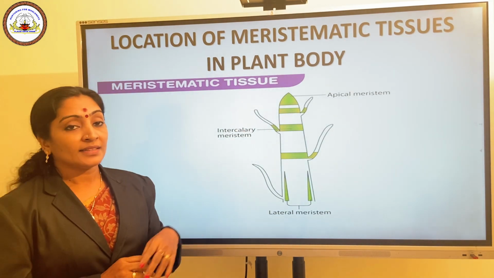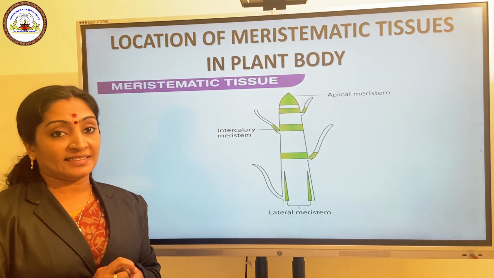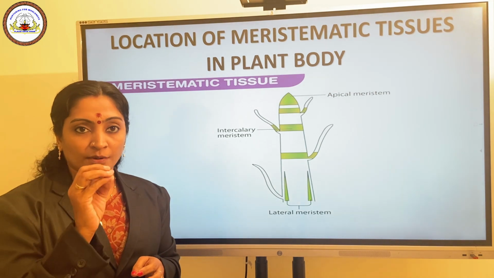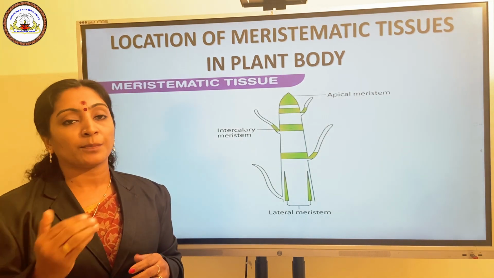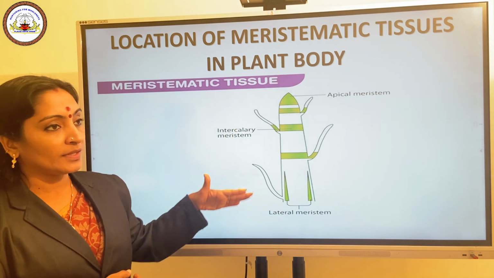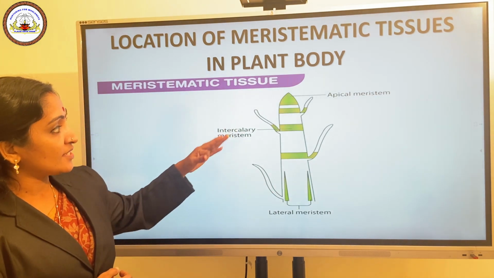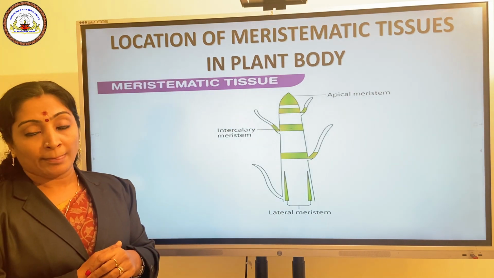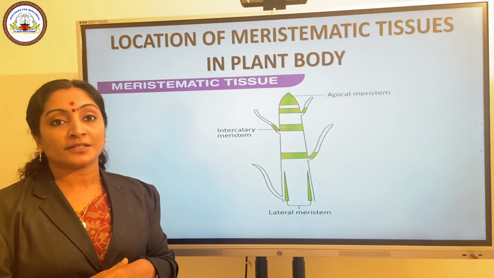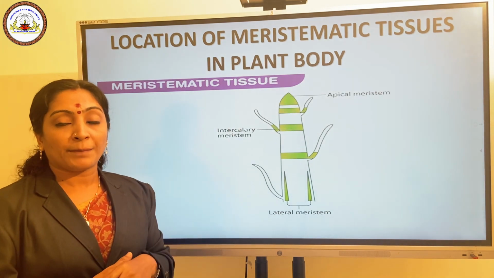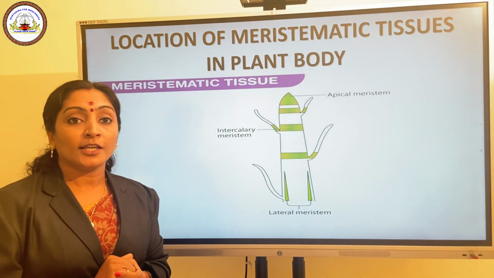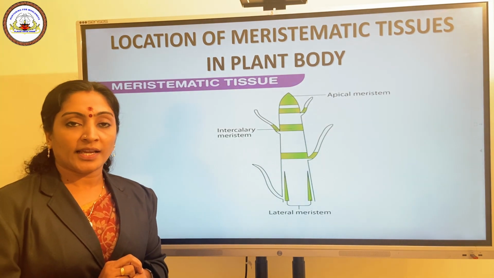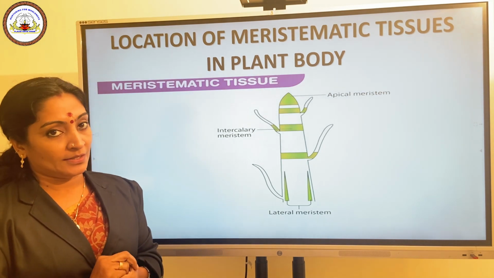Apical meristems are located on the apices. What is the meaning of the apex? The extreme tip of the shoot system and the extreme tip of the root system. So this is a part of the shoot system. So where is this apical meristem located? In the extreme tip of the plant body. And what about the function of the apical meristem? The activation of this apical meristem leads to the elongation of the shoot system and root system. Okay, so that is about the function of the apical meristem.